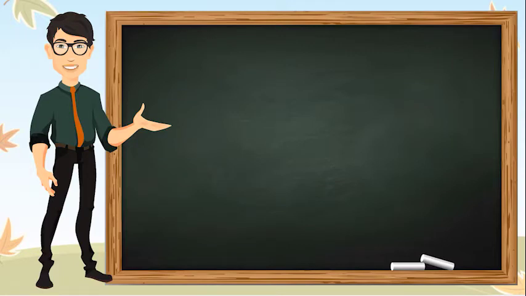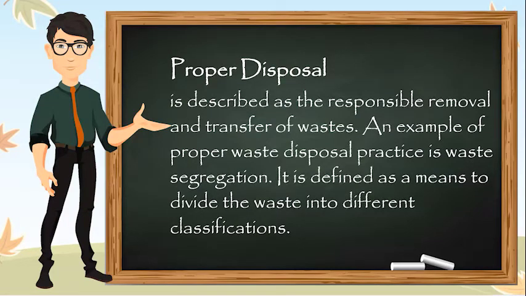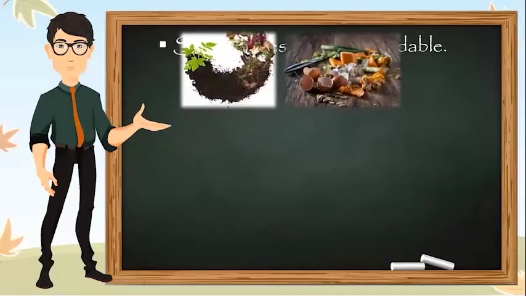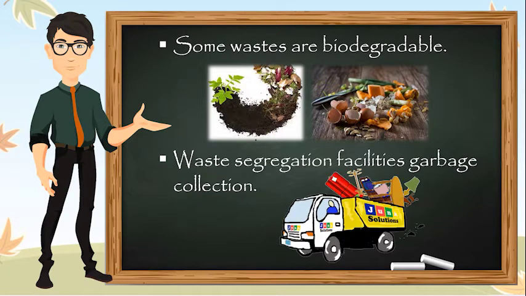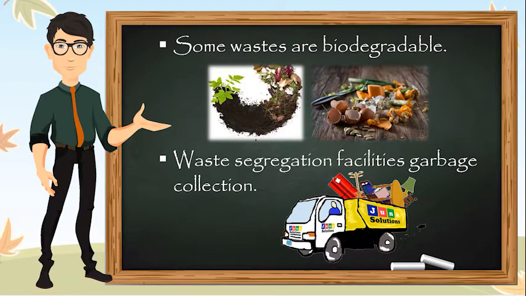To practice solid waste management, the following procedures must be followed. Proper disposal. Proper disposal is described as the responsible removal and transfer of waste. An example of proper waste disposal practice is waste segregation. It is defined as a means to divide the waste into different classifications. Some waste are biodegradable. This means that they decompose and disappear in the environment naturally. Waste segregation facilitates garbage collection.